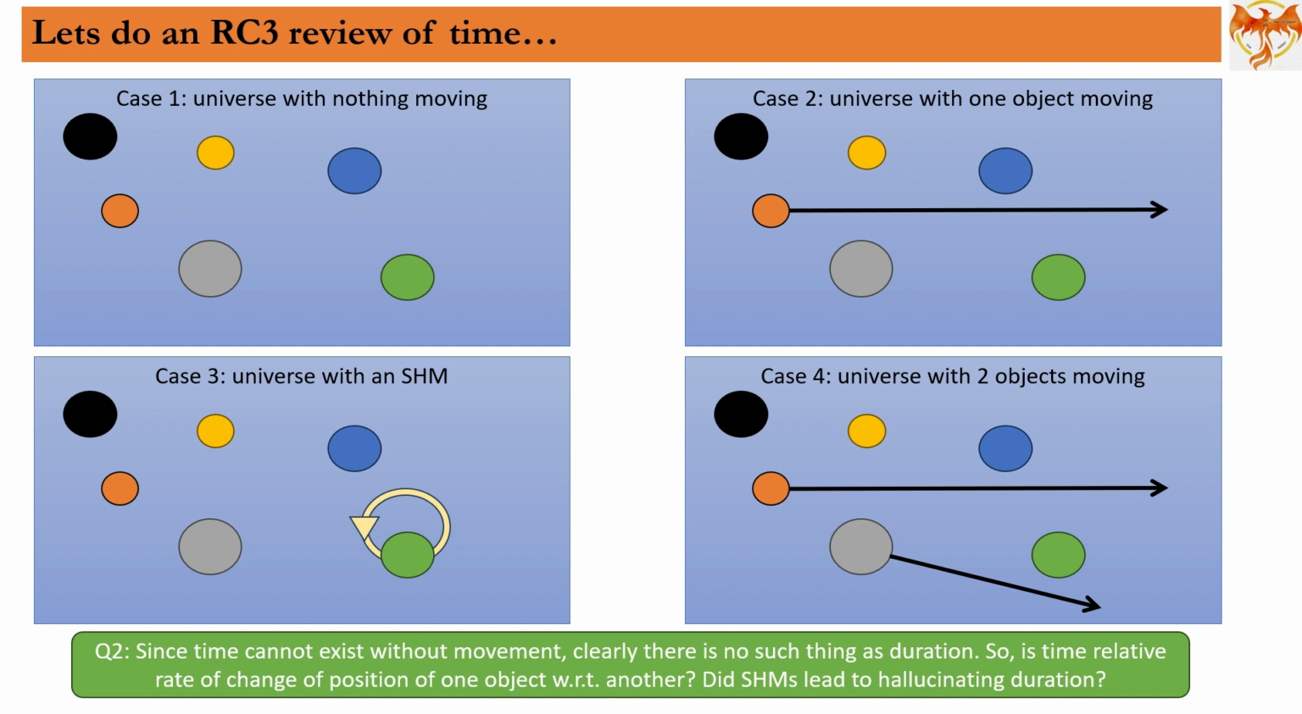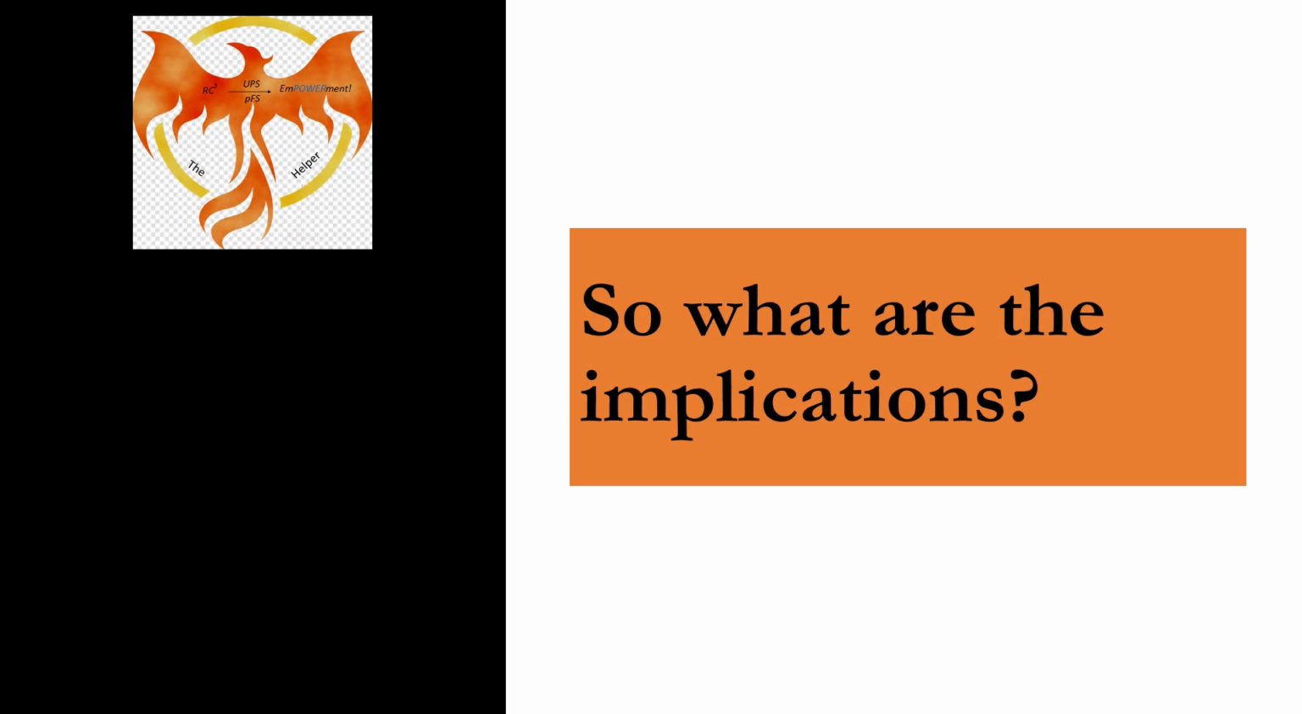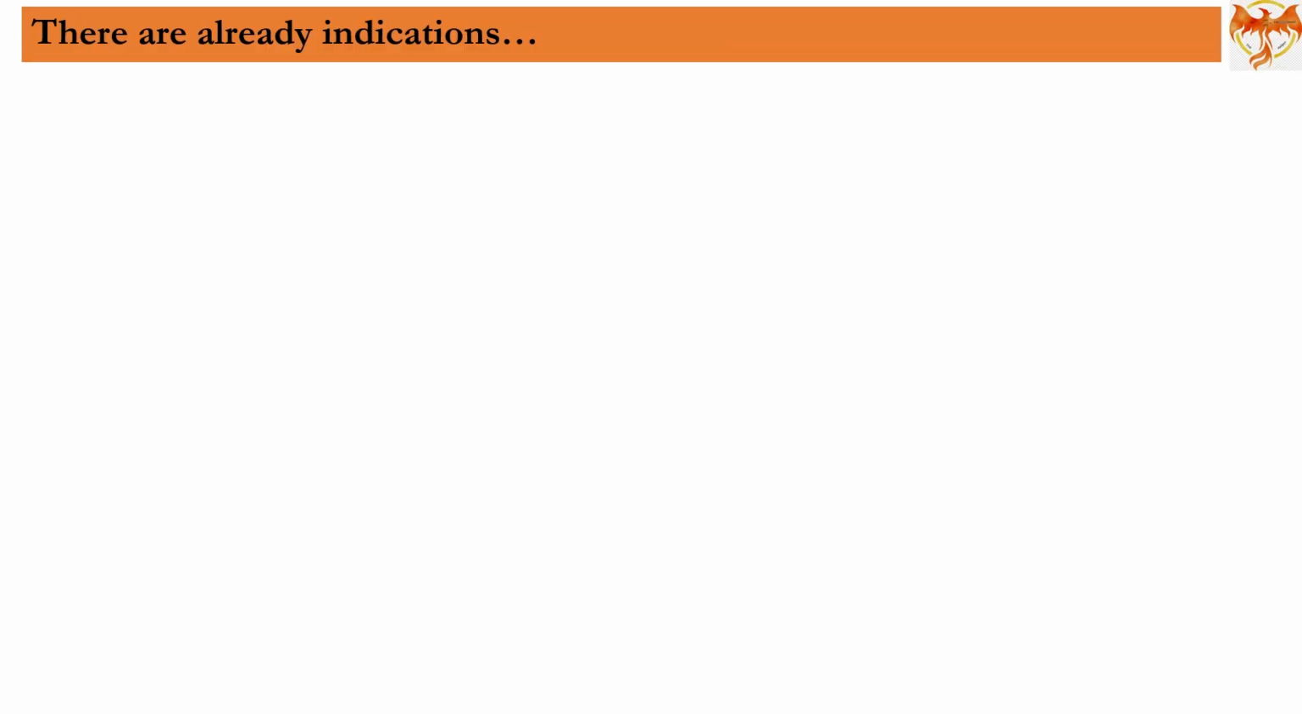So, is time the relative rate of change of position of one object with respect to the other? And did simple harmonic motions lead to the hallucination of duration, right? So, basically, is duration a hallucination which has come from SHMs? I'll let you guys think about it and let me know what you think. Moving forward, so what are the implications of this thought process, right?